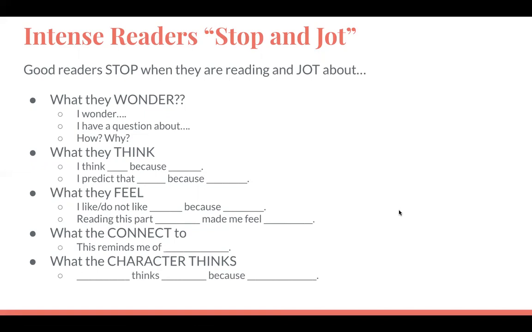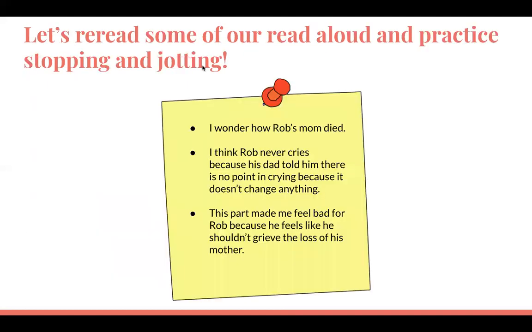So I'm going to show you an example of how to stop and jot by going back into our read aloud book called The Tiger Rising. I'm going to go back to chapter 1 in the first couple pages, and I'm going to read a little bit, and I'm going to show you how I stopped and jotted on this sticky note. So when you're stopping and jotting, if you had sticky notes, you could do that while you're reading. But I did give you guys a reading notebook. I'll explain later more, where you can take notes while you're reading during your independent reading time.